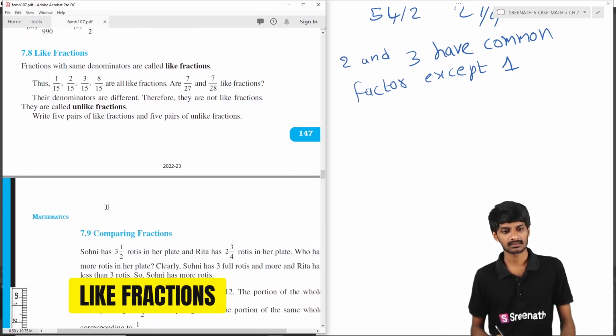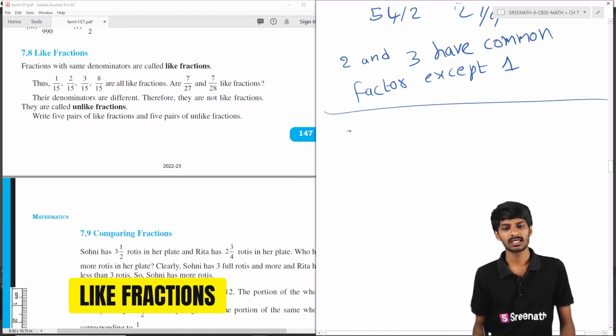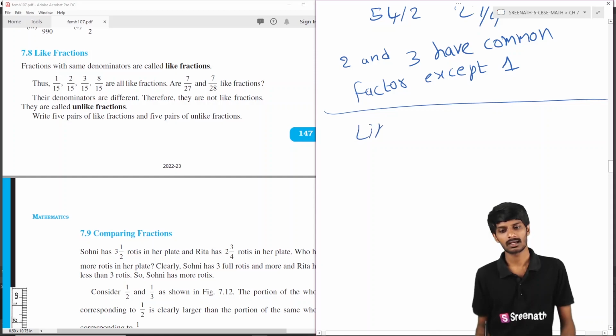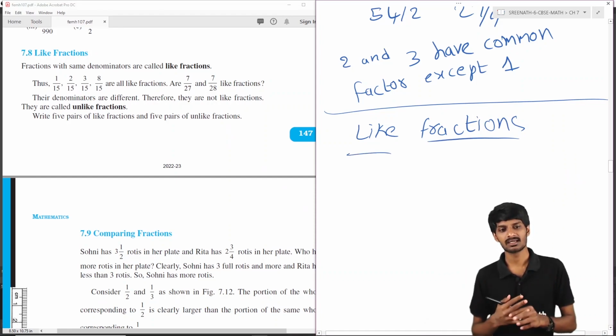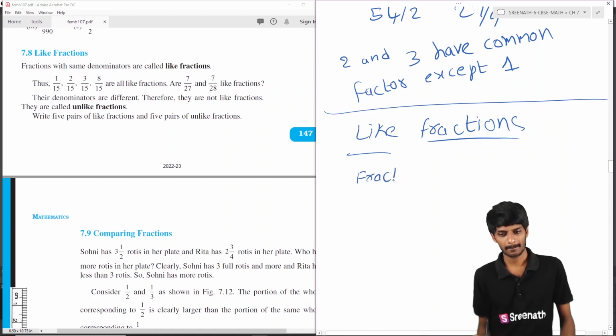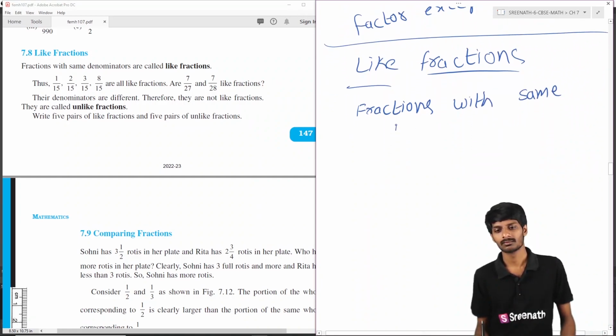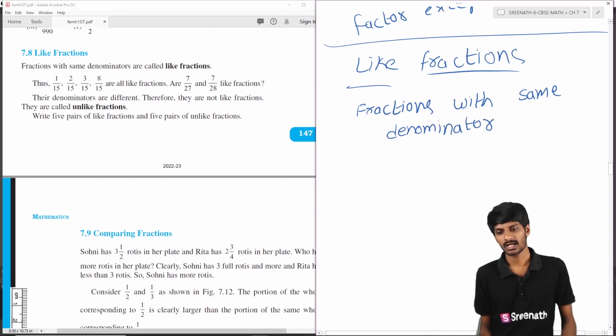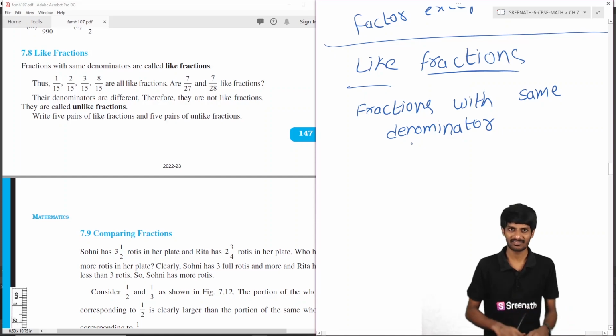Like fractions. Then we will turn to like fractions. What are like fractions? We have seen what equivalent fractions are. Here we are going to see what like fractions are. Fractions with the same denominator are like fractions. Fractions with the same denominator are called like fractions, students.